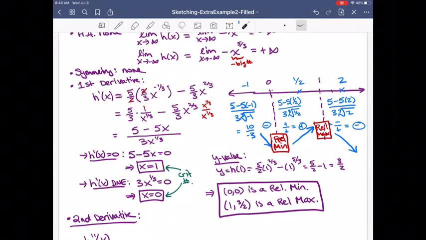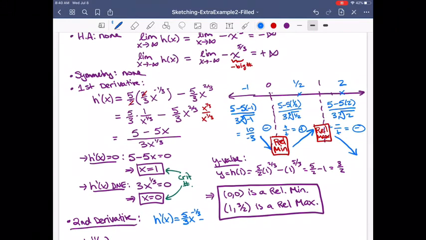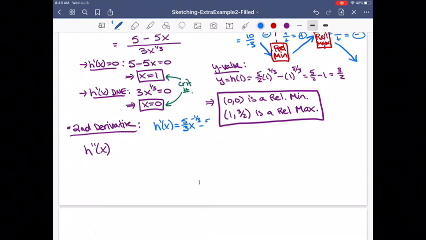Okay, so it's going to be 5/3 x to the negative 1/3. So maybe let's just write what that is. So I'll write it in blue here so that we have it. H prime of x was 5/3 x to the negative 1/3 minus 5/3 x to the 2/3. Okay, so that's going to be the easiest one to take the derivative from.